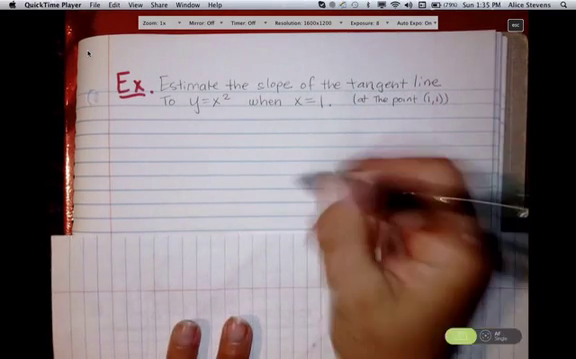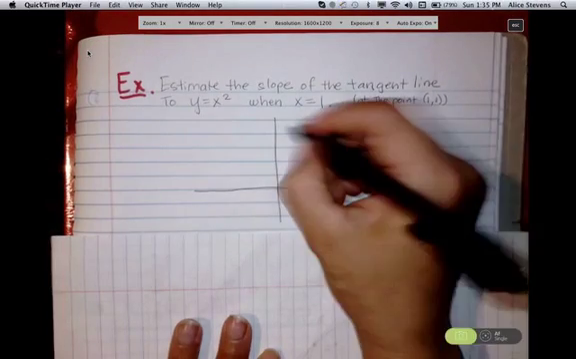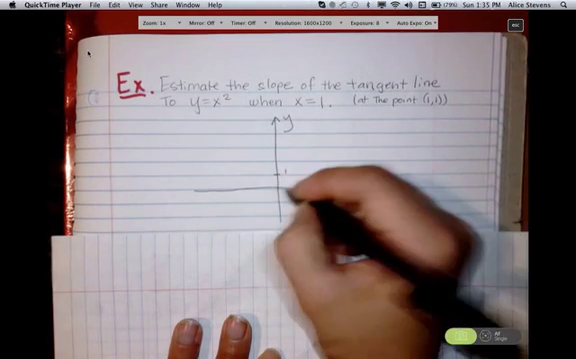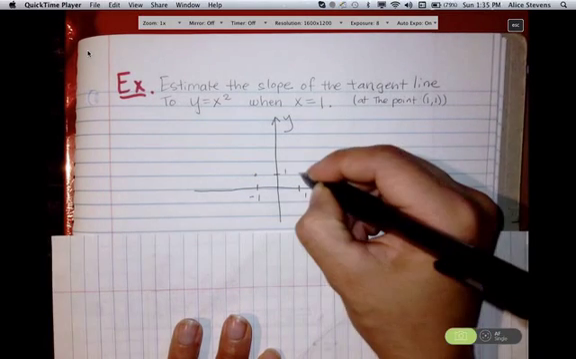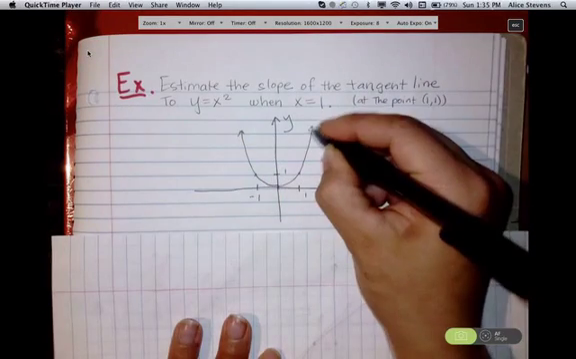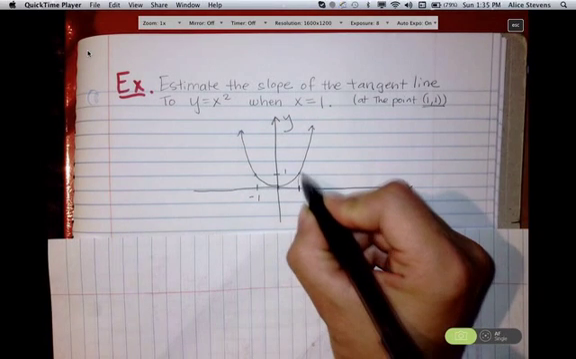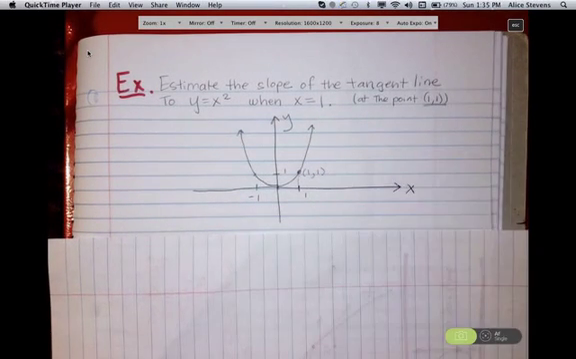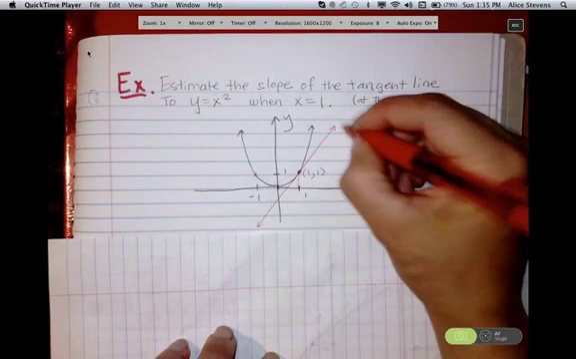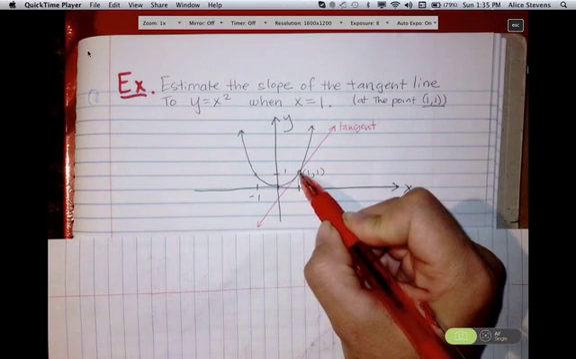The basic idea is that, let's quickly do a sketch of this graph. So it's just a parabola. Okay, and the point (1, 1) occurs right here. And so the idea is I want to estimate the slope of this tangent line. And as I said before, we only have 1 point, so I can't compute the slope of this line.